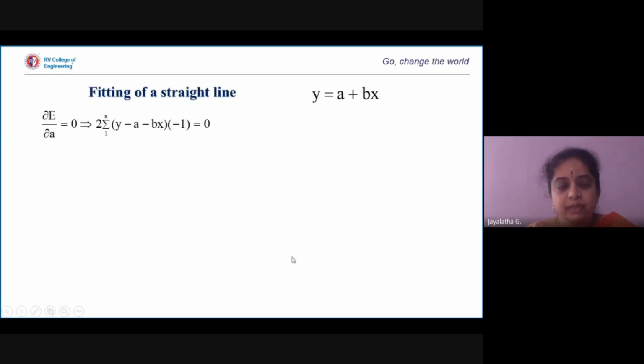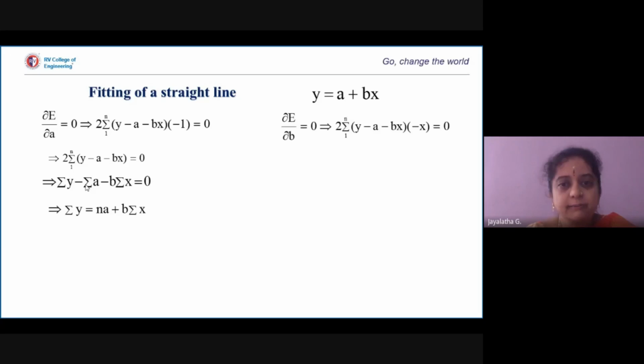So 2 times (yi minus yi hat) whole square, so 2 times that into derivative of minus a. This derivation would have been done in the class, and rearranging, taking summation throughout. Can you just tell me what is summation a? You are adding a n times, right? You have n values, xi, yi, i varying from 1 to n. First equation is summation y equal to n times a plus b summation x.